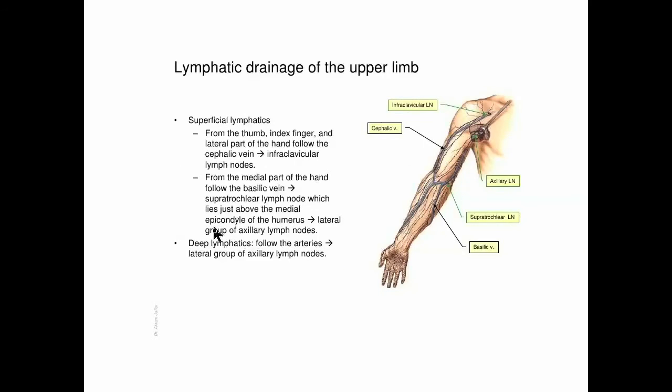As we think about the upper limb, again, we have a very distinct anatomy for the arrangement of the lymphatics. The superficial lymphatics will arise from the thumb, index, and lateral part of the hand, following the cephalic vein to the infraclavicular lymph nodes, and from the medial part of the hand, it will follow the basilic vein and end up in the lateral group of axillary lymph nodes. The deep lymphatics follow the arteries and progress to a lateral group of axillary lymph nodes.